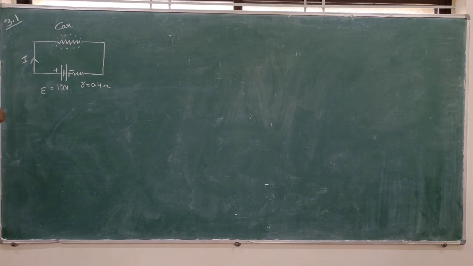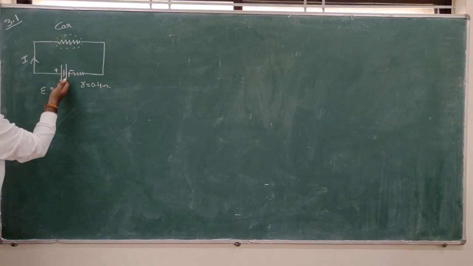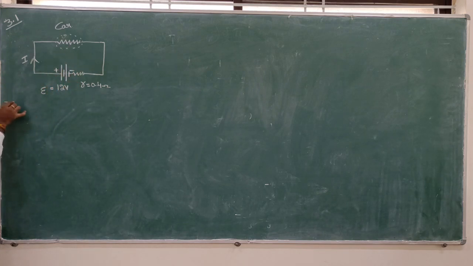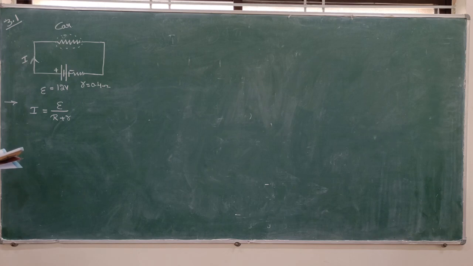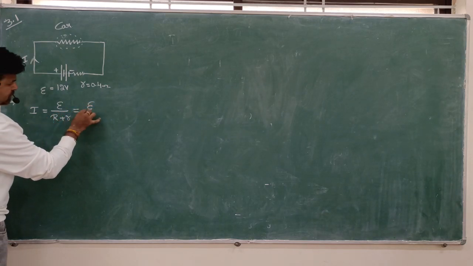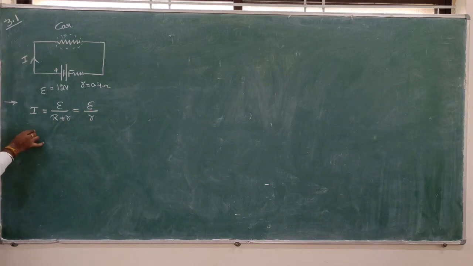So in this circuit we have a resistance and a battery. Therefore the expression of current in a complete circuit, I is equal to E divided by capital R plus small r. Here they have not given the external resistance, therefore neglect it. The equation becomes E divided by small r. So I is equal to, the value of E is 12 and the internal resistance is 0.4.